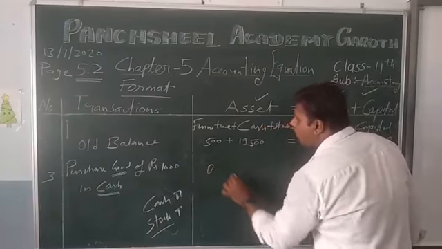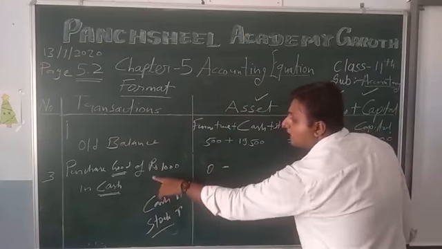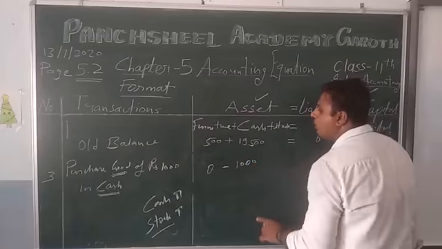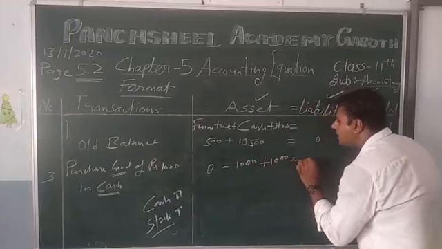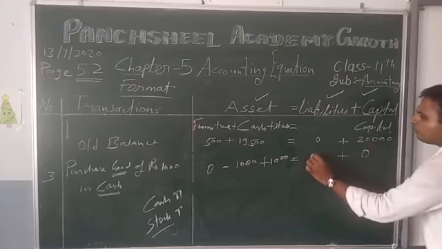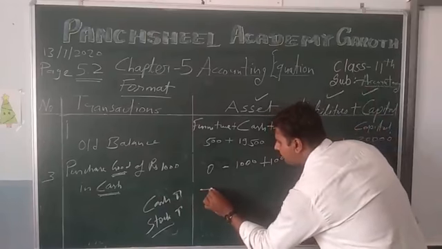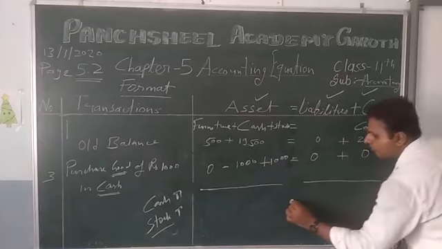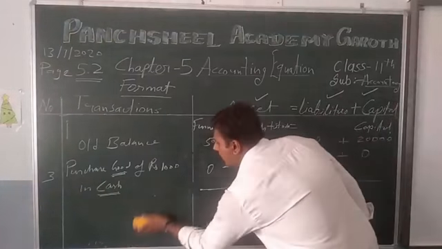Furniture effect 0. Cash: my cash is reducing because I am purchasing goods of rupees 1,000. So 1,000 will reduce from the cash. And what will increase? Stock will increase. Is capital increasing? No. Is liability increasing? No. Now we are balancing it. Now I am balancing it. So see here.